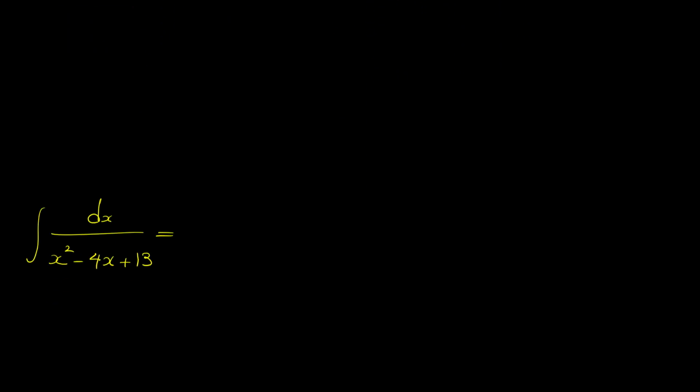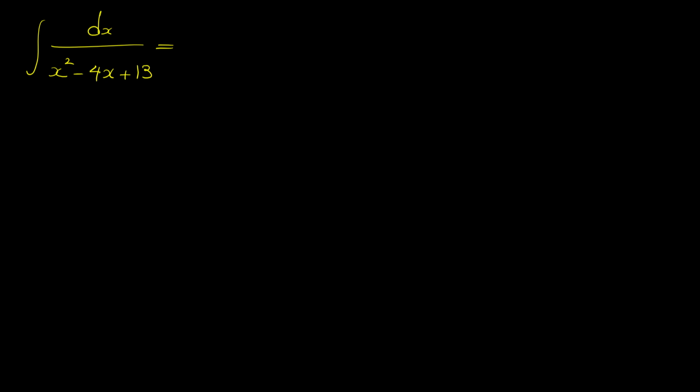Now let me show you another example that is a little harder, of course. What is the integral of dx over x to the 2 minus 4x plus 13? In the denominator, we have a quadratic expression. And if you pay attention, this quadratic expression is irreducible. Basically, it means that you cannot factor this expression in the denominator. If you try to factor it, you are not going to be successful.